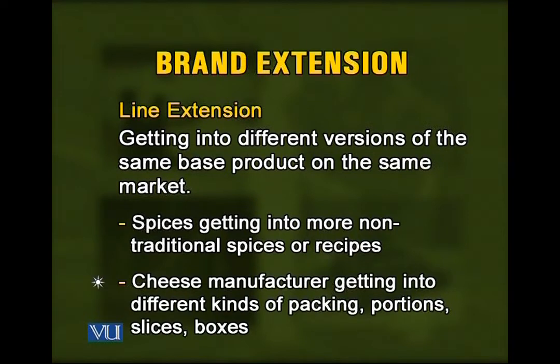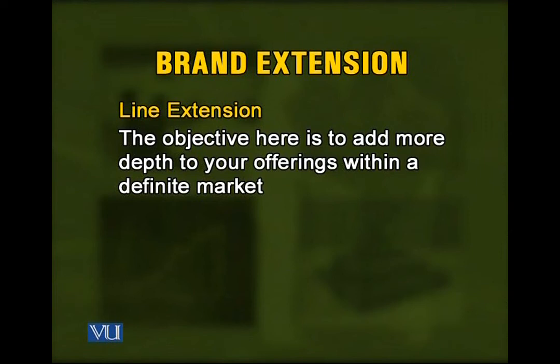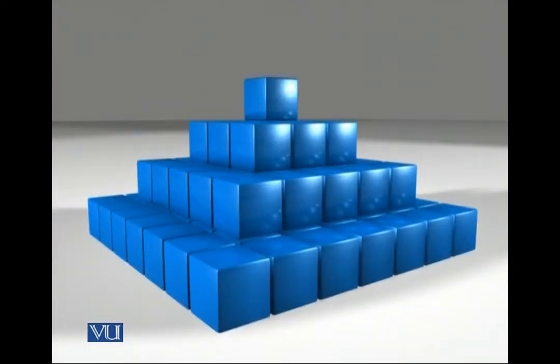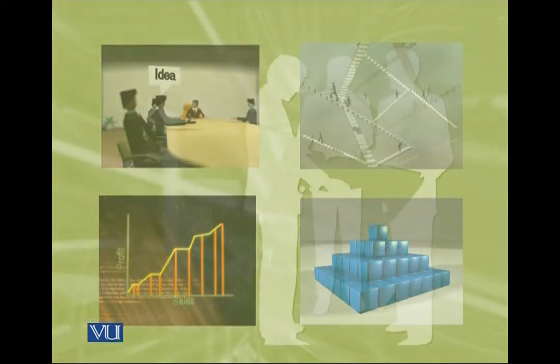Another example could be cheese, the manufacturer getting into different sizes and formats. They're getting into boxes, slices, portions. The objective here is to gain more depth in the same market by extending the line. A few more examples, getting back to cigarettes: the mild cigarettes, the lighter cigarettes, stronger cigarettes. Well, they don't get into stronger. The fashion, or the market need, is to get into the lighter and mild ones. So these are the examples which explain what line extension is all about.